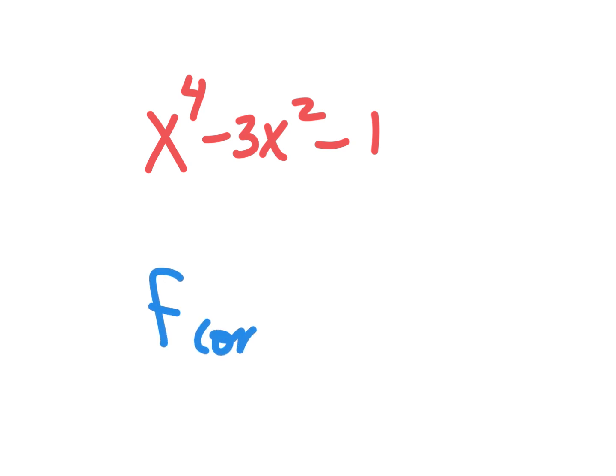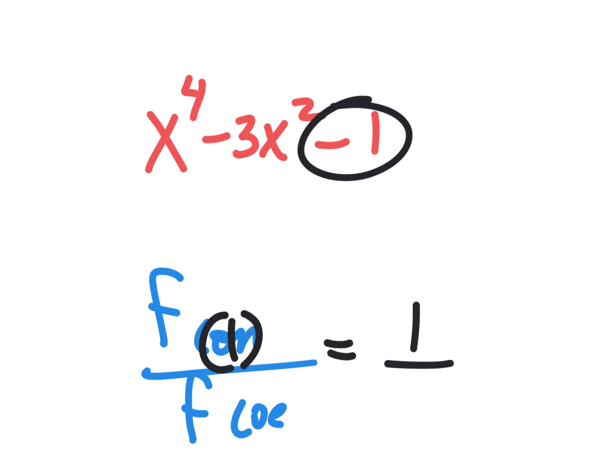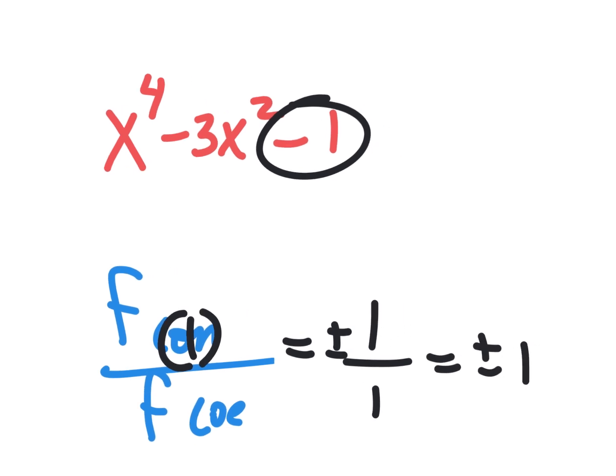Factors of the constant over factors of the coefficient. But which coefficient? The lead coefficient. So, the constant's just 1, and the factors of 1 are just 1. And the factors of the coefficient are 1. Does anybody remember how to finish this? Plus and minus. The final answer is really just plus and minus 1. Those are the only things that could work.